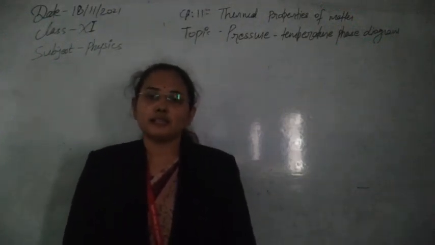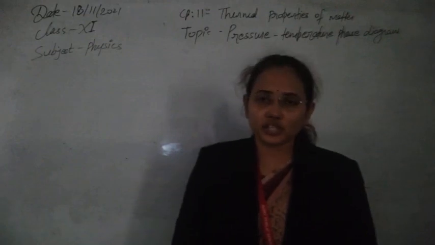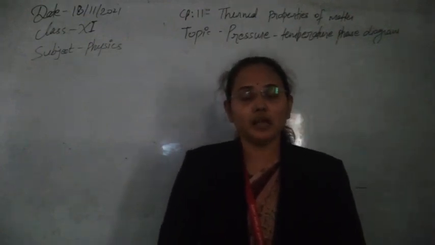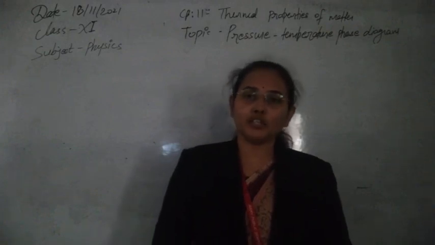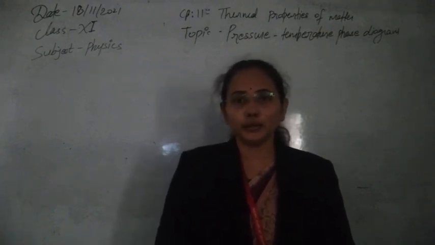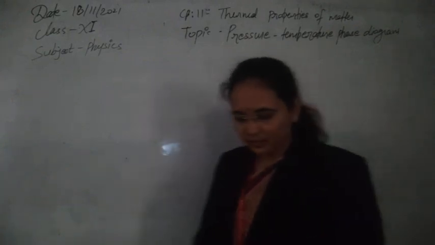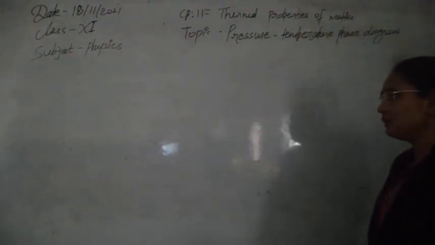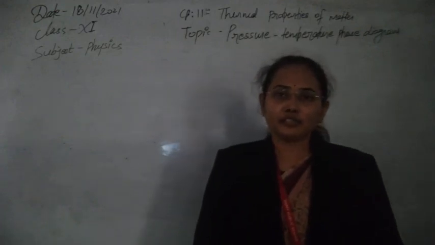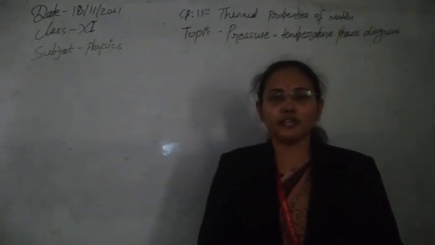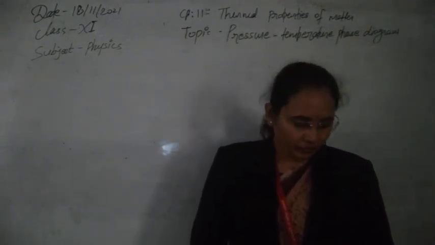So students, in the last class we were discussing the change of state and specific heat. I think the change of state and the temperature-time curve that we have drawn is completely clear to you. So today let's see the pressure-temperature phase diagram. By using the experiment that we have done and studied in the last class, we can now draw the pressure-temperature phase diagram.